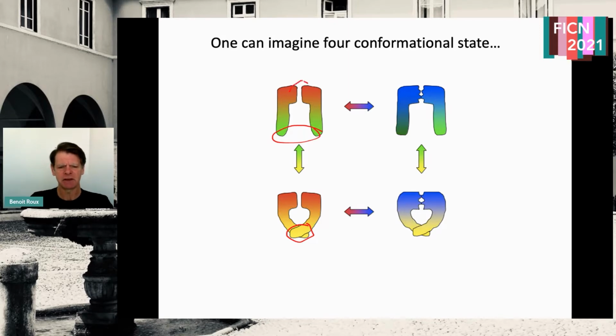And then you get the selectivity filter itself, which undergoes a conformational change that is not under our control, is spontaneous. And you would have these four dominant states as a cartoon to represent the activity of a channel.